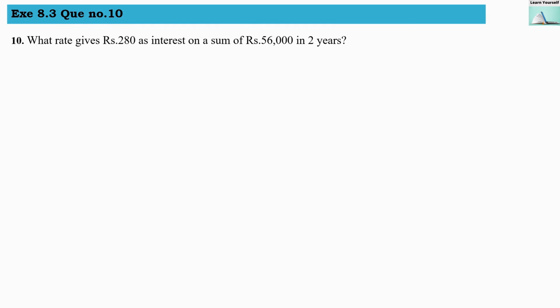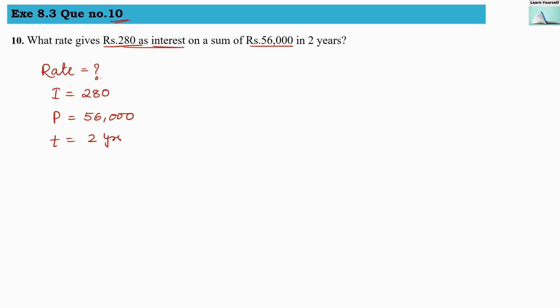Exercise 8.3, question number 10. What rate gives rupees 280 as interest on a sum of rupees 56,000 in 2 years? So let us note down all the details they have given us. So what rate? First of all we have to find out the rate. Then rupees 280 as interest. So interest will be equal to 280 rupees. We want this on the sum of, that means this is our principal amount. So P will be equal to 56,000 in 2 years. So our term will be 2 years.